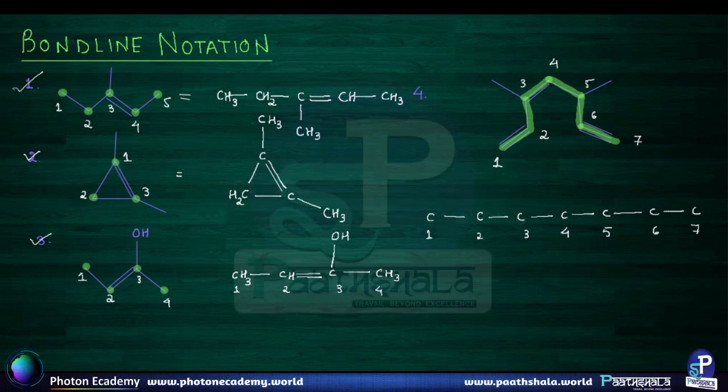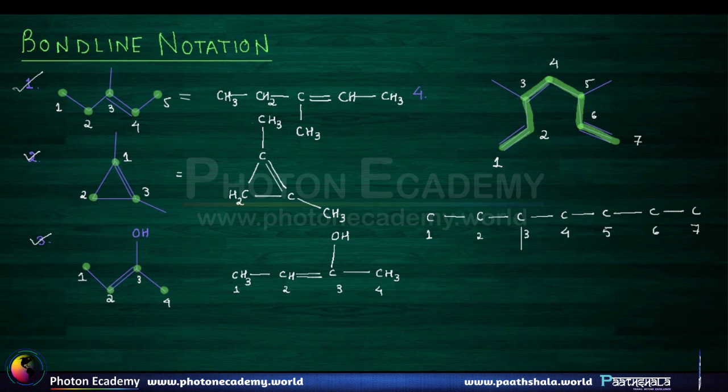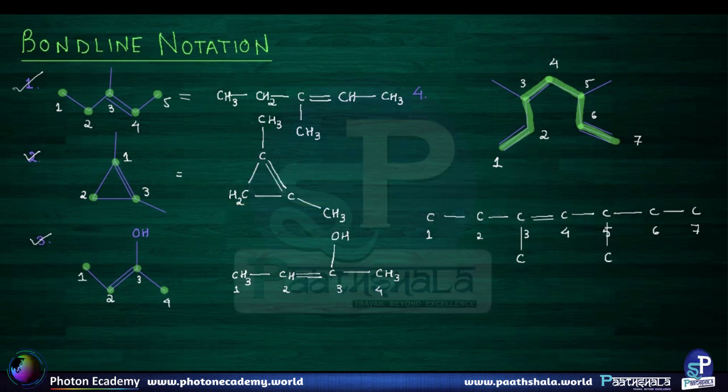So on the third carbon, we are having a subchain, and on the fifth carbon also we are having a subchain of a single carbon, a methyl group. So I'll draw on the third carbon a subchain, and on the fifth carbon a subchain. Okay, so there is a double bond between the third and fourth carbon, so I'll draw a double bond over here. There is a triple bond between the first and second carbon and the sixth and seventh carbon as well, so I'll draw the triple bond.